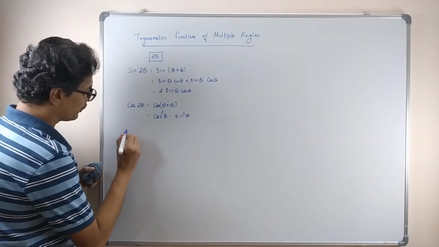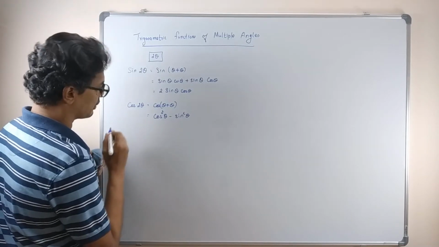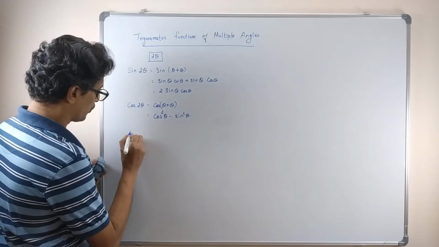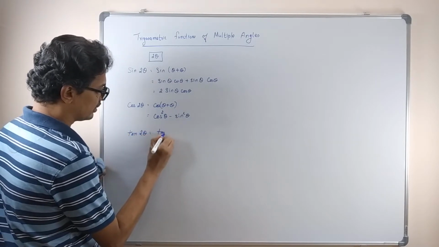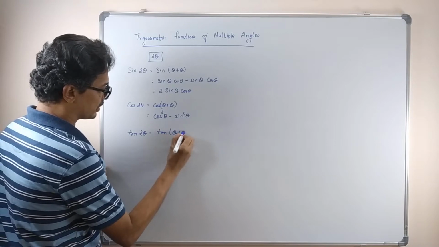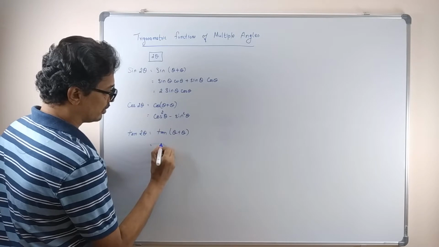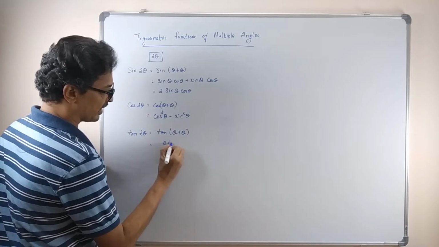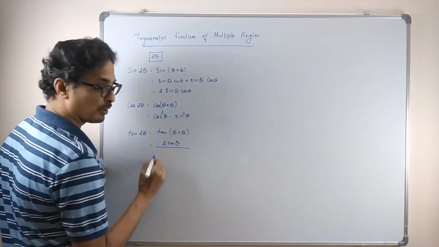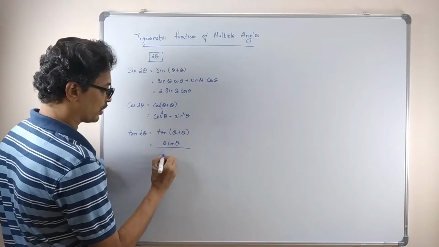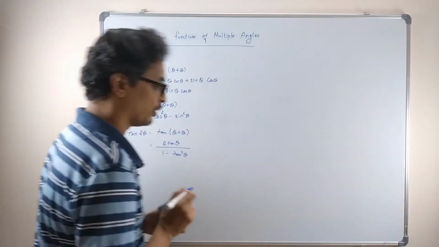Okay, so then let us go for tan 2 theta. What will it be? Tan of theta plus theta, that will be equal to, tell me, tan theta plus tan theta, 2 times tan theta divided by 1 minus tan theta into tan theta, that is 1 minus tan square theta. Okay, so these are the formulas we are having.